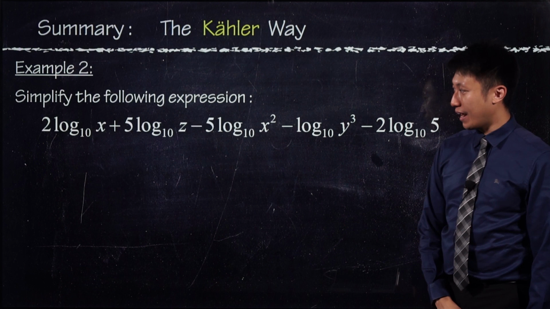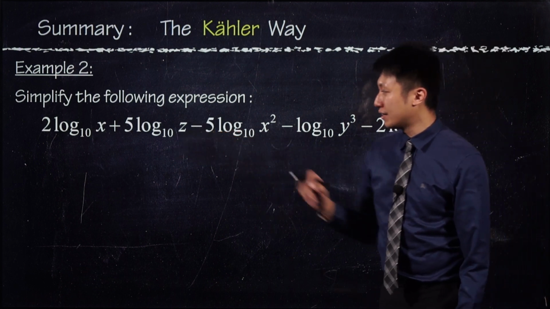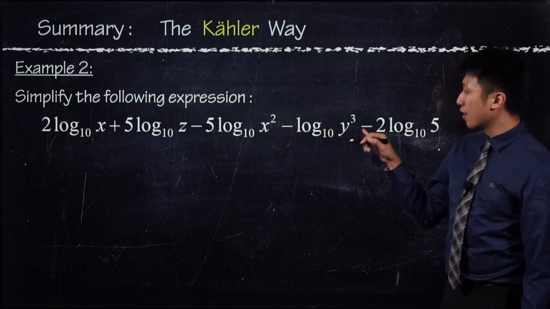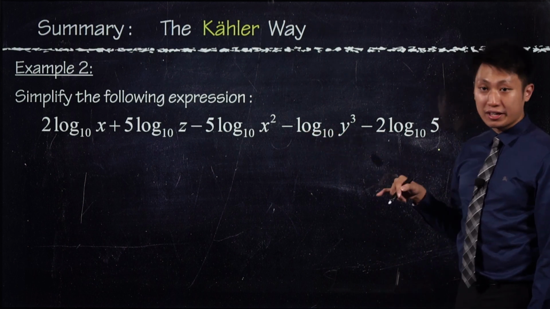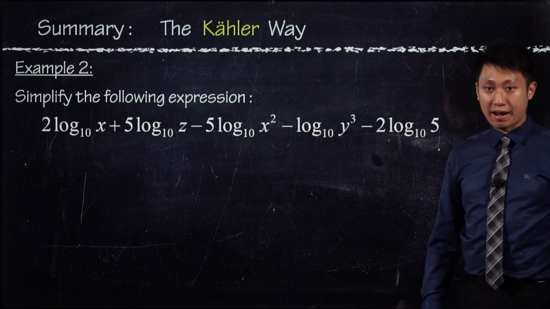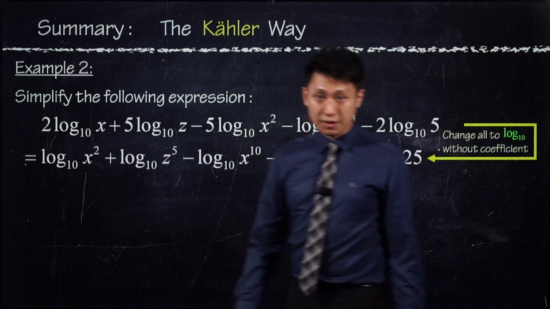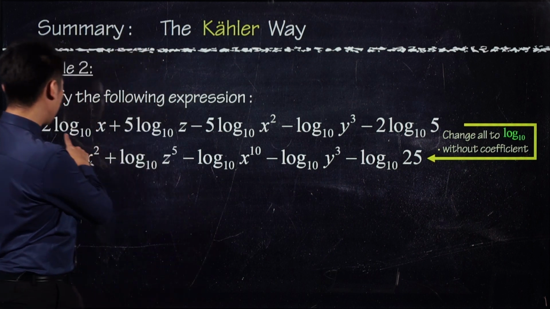2 log base 10 of x plus 5 log base 10 of z minus 5 log base 10 of x squared minus 10 log base 10 minus log base 10 of y cubed minus 2 log base 10 of 5. Okay, what are we going to do here? First of all, we want to get rid of all the coefficients in front.